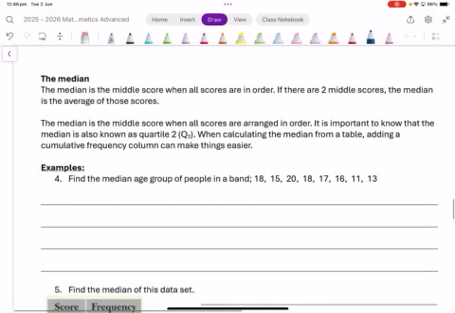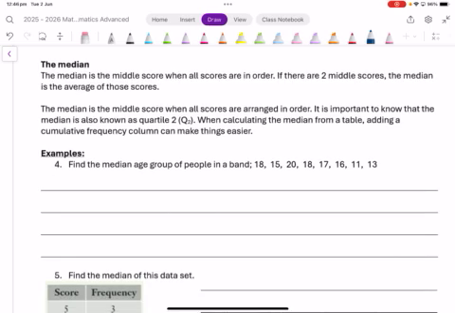we have the median. So the median is the middle score when all scores are in order. Okay, if there are two middle scores, then what we have to do is find the average of these two scores. The median is the middle score when all scores are arranged in order. It is important to know that the median is also known as quartile 2 or Q2. Okay, so they're the same thing.